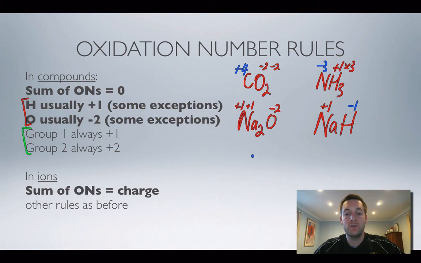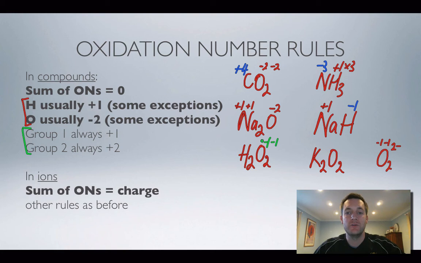Also, if we look at things called peroxides, hydrogen peroxide is an example of one of these. You could also look at potassium peroxide. Now this has an O2 2- ion, and if we look at what an O2 2- ion has, well, the oxidation numbers have to add up to -2, so each oxygen is going to be -1. Okay, and that's the case for all peroxides. We've got oxygen with an oxidation number of -1 as opposed to its usual -2.